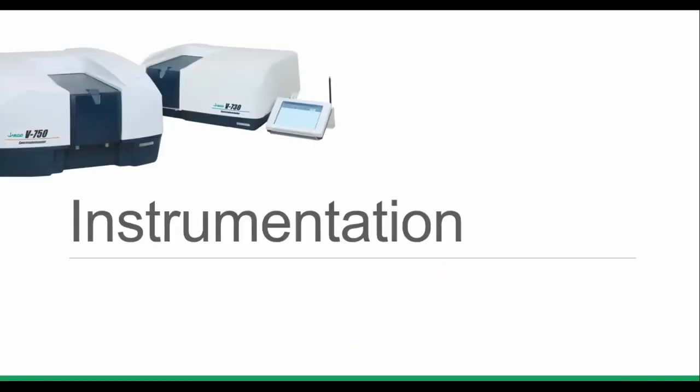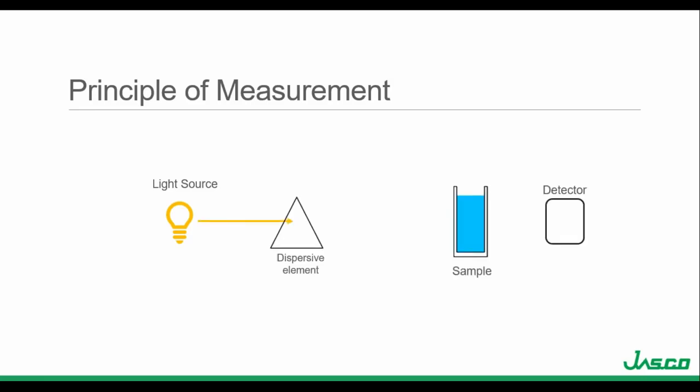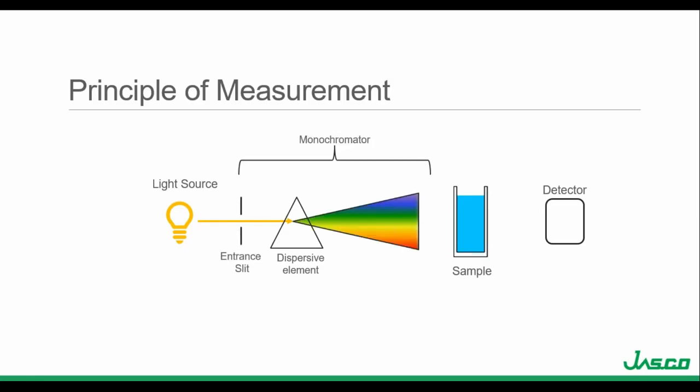So now I'm going to get into the instrument itself. The principle of measurement for a UV-Vis instrument is relatively straightforward and consists of a light source, a dispersive element, a sample, and a detector. Light from a source is introduced into the monochromator, collimated, and directed through an entrance slit, where it is incident on the grating. The grating rotates based on the wavelength selected and diffracts the light.